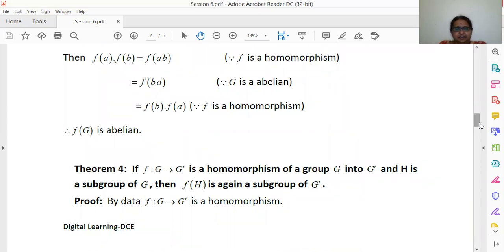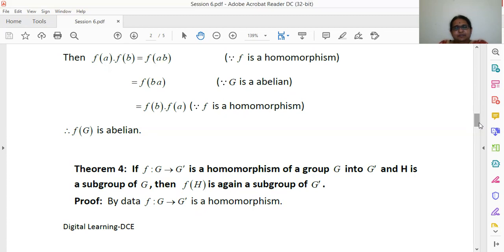Next property: if f from G to G' is a homomorphism of a group G to G' and H is a subgroup of G, then f of H is again a subgroup of G'. So here in this theorem, they have given f from G to G' is a homomorphism of a group G to G'. That is, f is a mapping from G to G'.